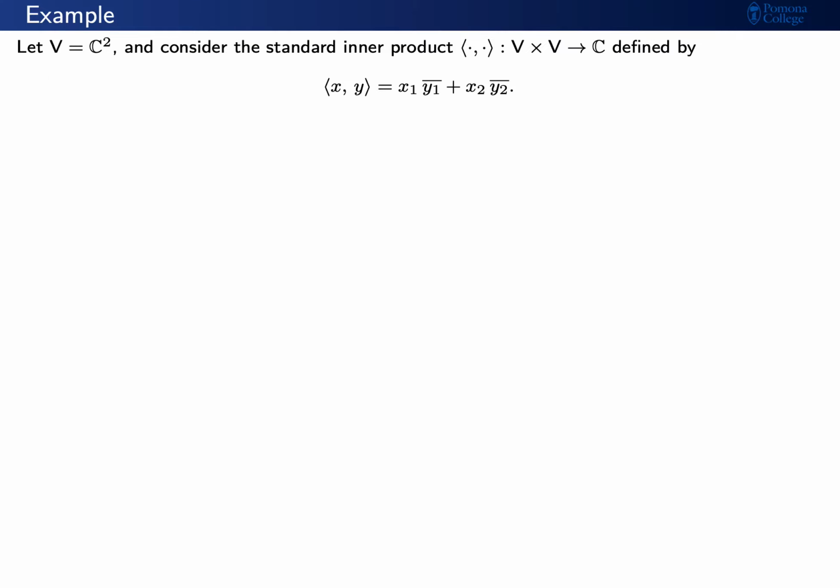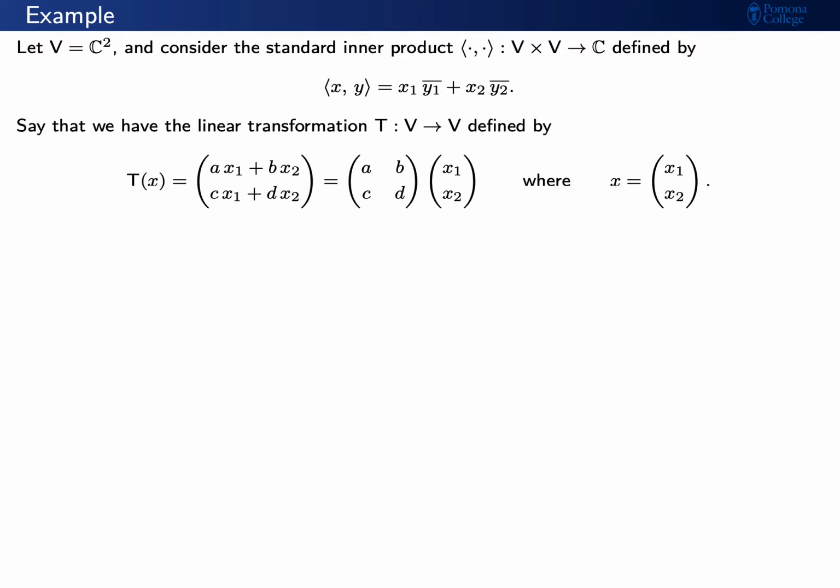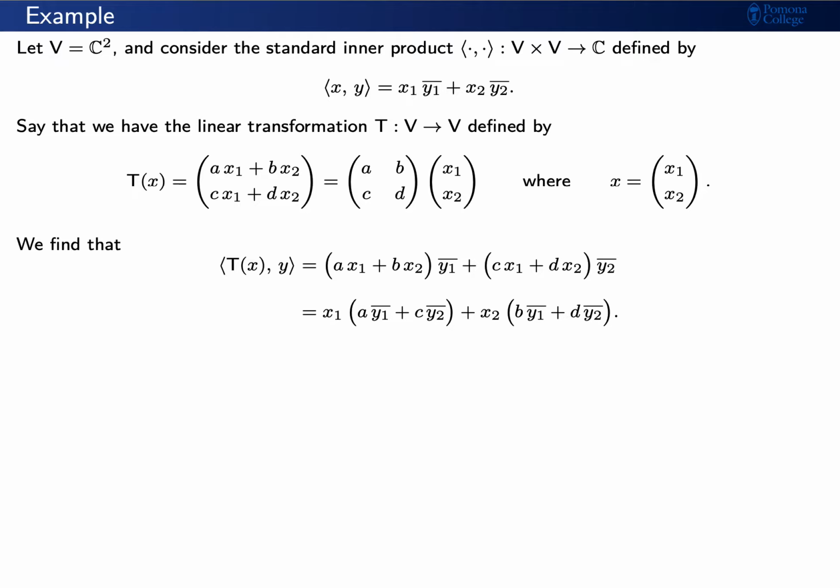Let's go over an example. Let V be the two-dimensional vector space over the complex numbers, and let's consider the standard inner product as you see on your screen. Say that we have a linear transformation T from V to itself in terms of a matrix A, B, C, D. We can then compute the inner product of T of x and y as a sum: x1 times (A y1 conjugate plus C y2 conjugate) plus x2 times (B y1 conjugate plus D y2 conjugate).